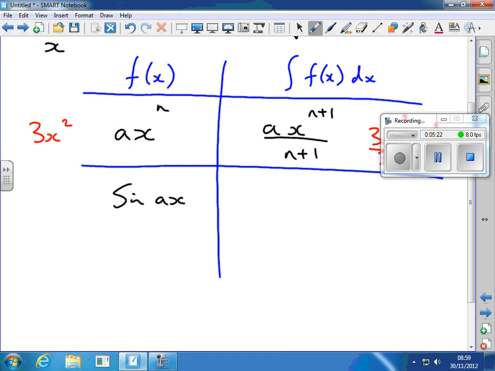Then we have these trigonometric functions. So we're only going to write down the integrals for the sine and cosine. There is also a standard integral for the tangent, and if we use that later on, then we'll add that to our table, but for now we won't put it in.